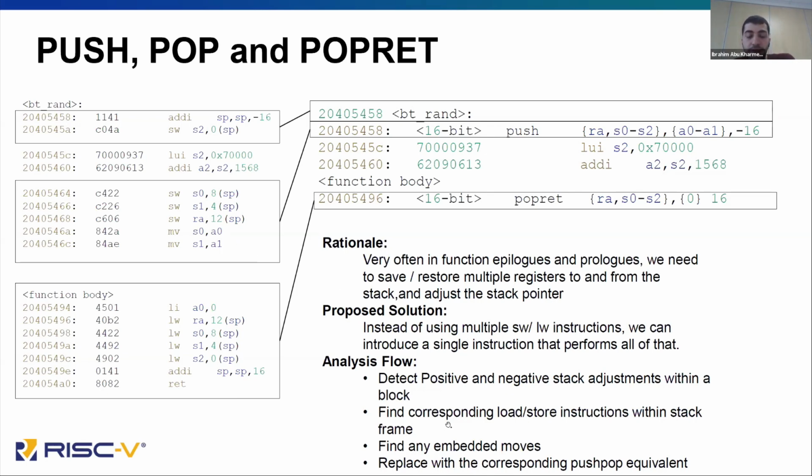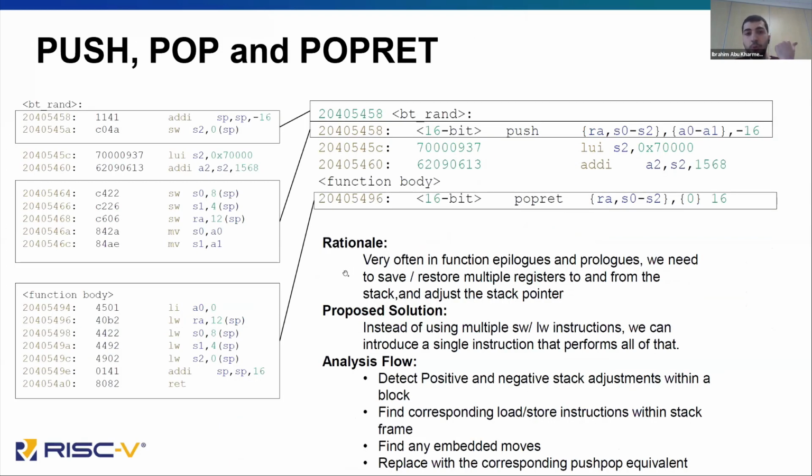So if we find any embedded moves here, we check whether they fit the instruction encoding, and then we replace all of these instructions with a single instruction like shown here for push or pop rate, because pop rate is just the same as pop, which just loads registers, loads back data, but it also returns directly.